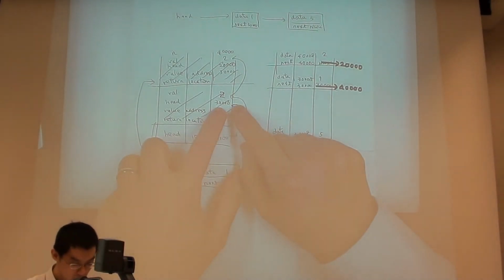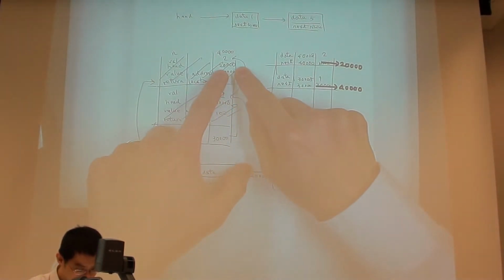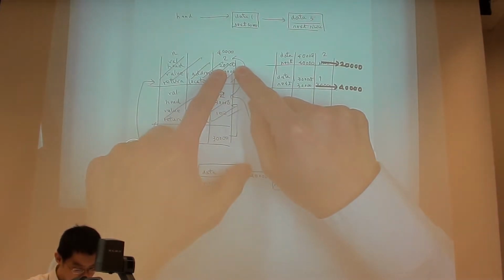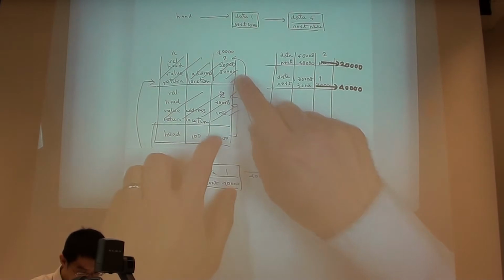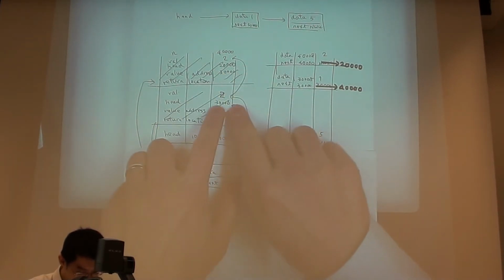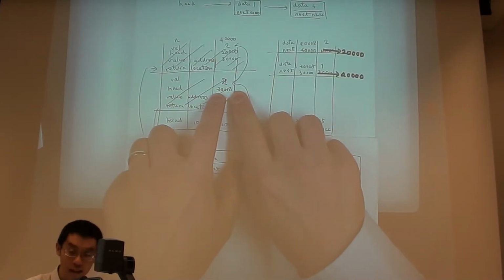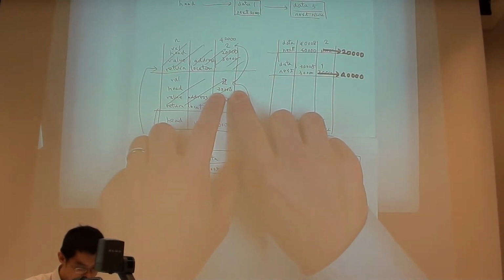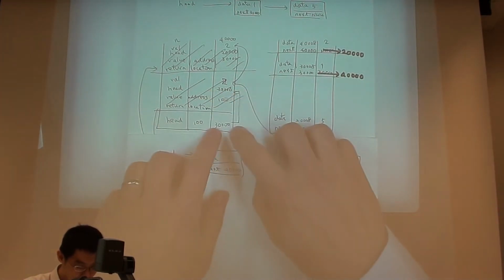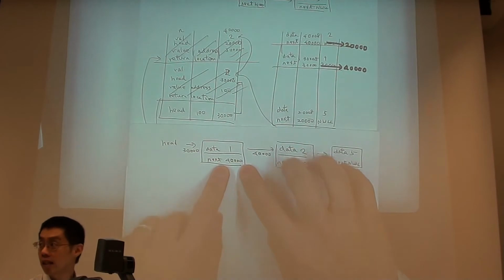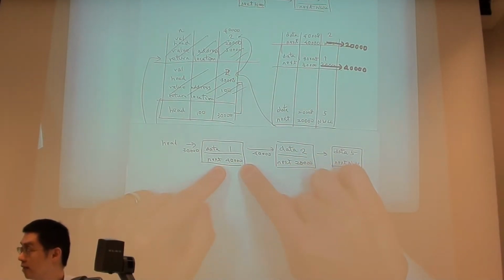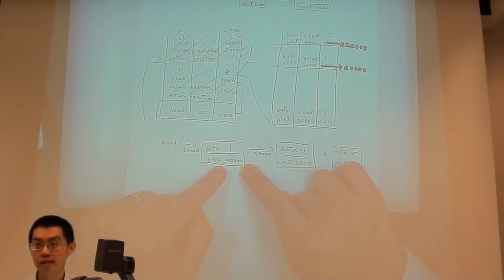Head next is, so head is 30,000 and you return head, so you are not changing it because your first node is already the smallest value. That's the reason you are not changing it.